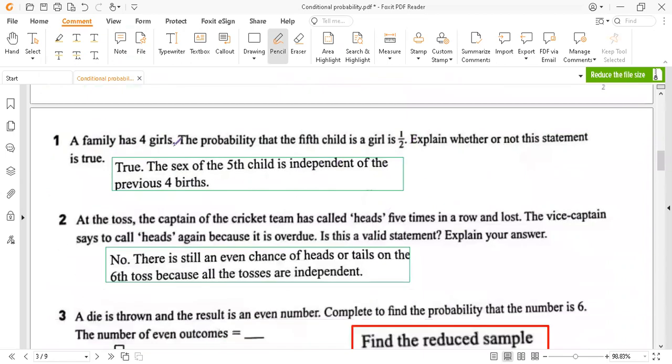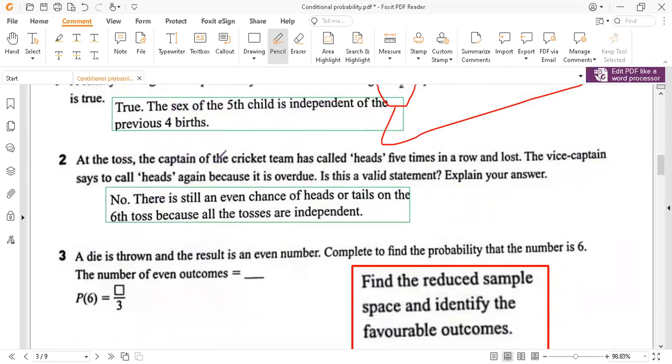Also, a family had 4 girls. The probability that the 5th child is a girl is 1/2. Yes, of course, because each time a child is born, it is independent from the previous event. So the sex of the 5th child is independent, and we know that we have a probability of 50/50 to obtain a girl or a boy. So 1/2 is true.